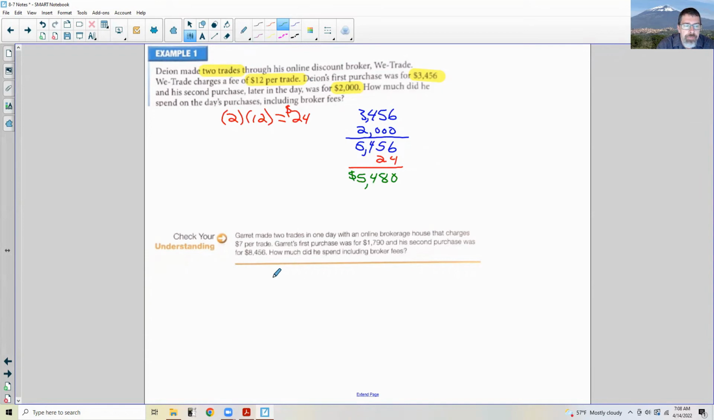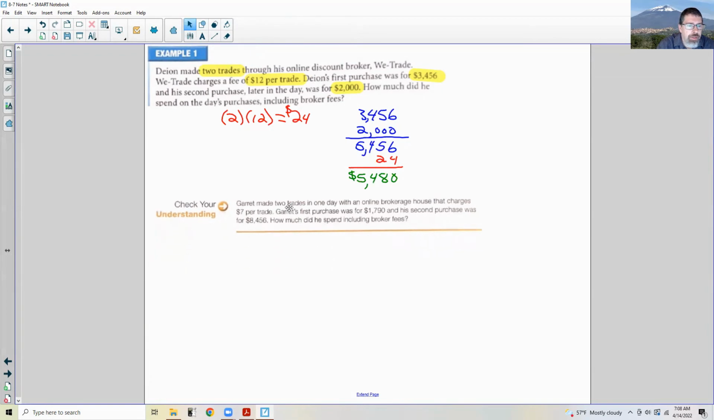$5,480. Okay. Now the check your understanding says Garrett made 2 trades in one day with an online brokerage house that charges $7 per trade. So let's just stop right there and do that. So 2 trades, $7 each, equals a total of $14 in fees. Okay, continuing. Garrett's first purchase was for $1,790, and his second purchase was for $8,456. How much did he spend, including broker fees?